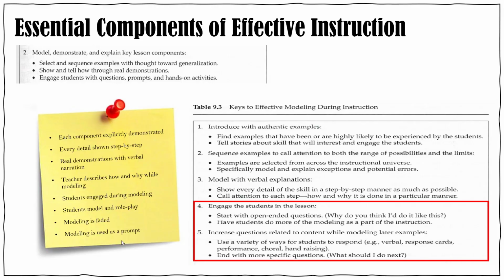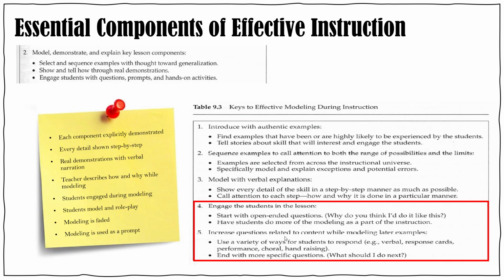Steps 4 and 5, I think of them as combined together, so that's why I have them in one block. You want to make sure that you engage the students in the lesson. Have some open-ended questions. Why do you think I do it like this? Have students do some of the modeling as part of instruction. You want students to also practice, and that way you can provide feedback. And then increase questions related to the content while you're modeling. At the beginning, you'll start with those open-ended questions and start engaging the students. And then towards your later examples, you want to start giving what we call opportunities to respond.